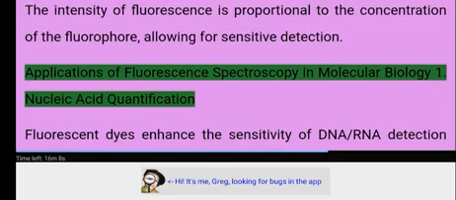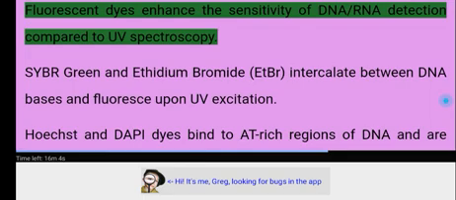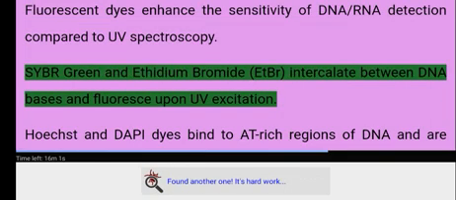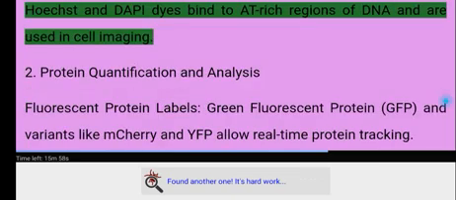Applications of fluorescence spectroscopy in molecular biology. 1. Nucleic acid quantification. Fluorescent dyes enhance the sensitivity of DNA and RNA detection compared to UV spectroscopy. SYBR Green and ethidium bromide (EtBr) intercalate between DNA bases and fluoresce upon UV excitation. Hoechst and DAPI dyes bind to AT-rich regions of DNA and are used in cell imaging.